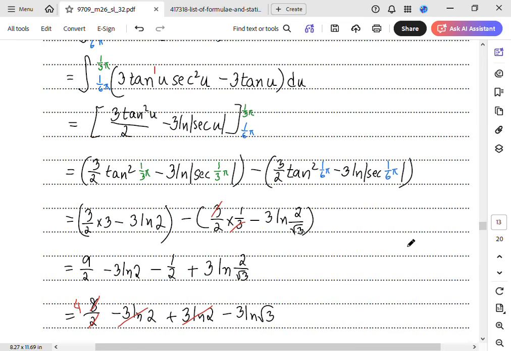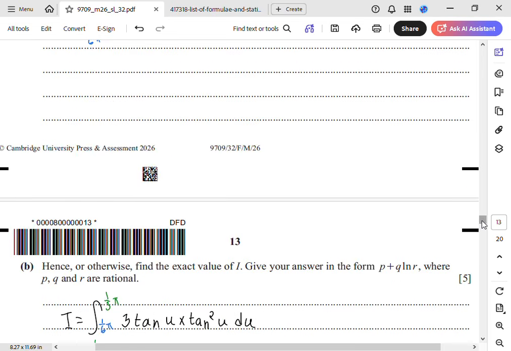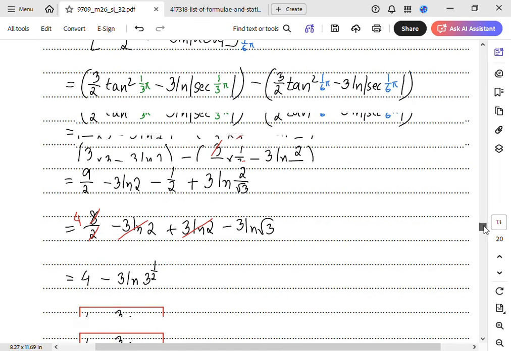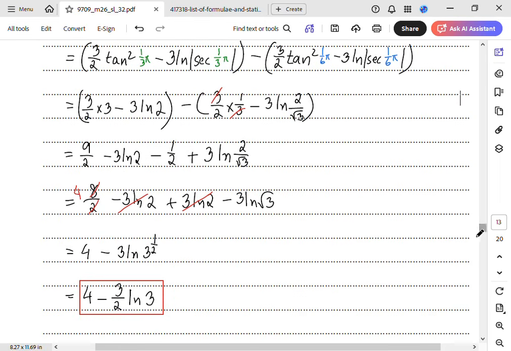Now the question says PQNR has to be rational. So if you have root 3, it's not rational, right? So what I did was I wrote the root 3 as 3 to the power half. I brought it here, so then it becomes 4 minus 3 by 2 ln 3. 4 is a rational number, minus 3 by 2 is a rational number, 3 is also a rational. Rational number means something that you can express as a fraction. 4 is also a fraction because 4 by 1 is a fraction. So all integers by definition are fractions. So this is going to be your answer for this question.